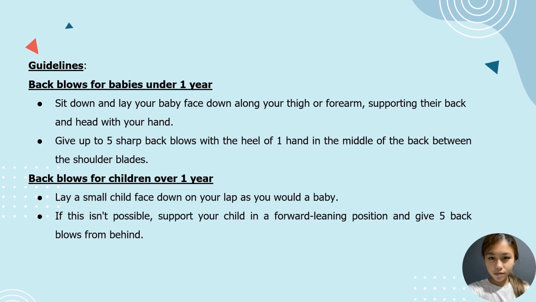Back blows for children over 1 year. Lay a small child face down on your lap as you hold a baby. If this isn't possible, support your child in a forward leaning position and give 5 back blows from behind.